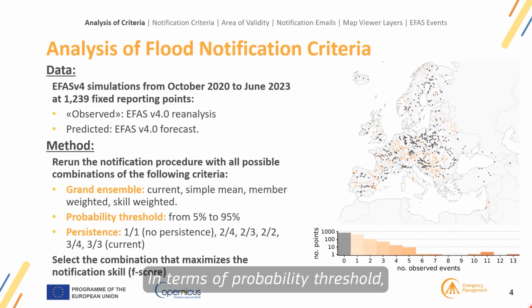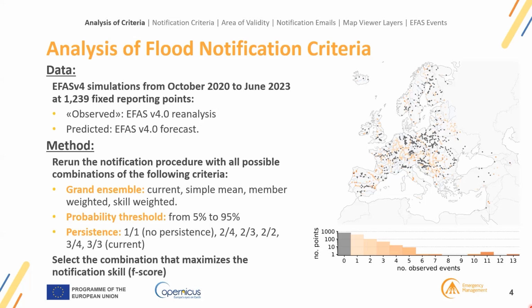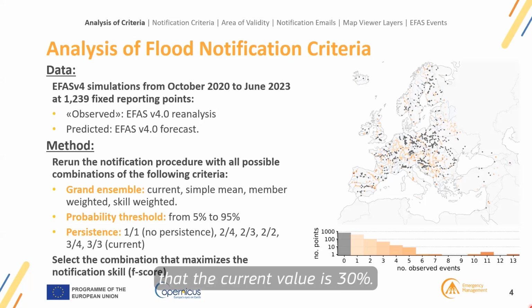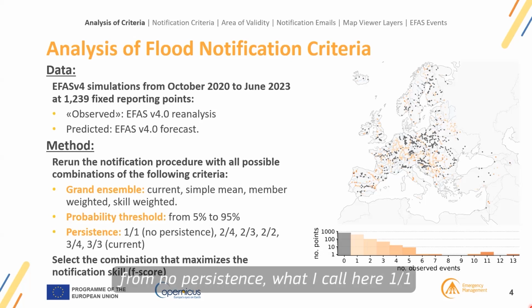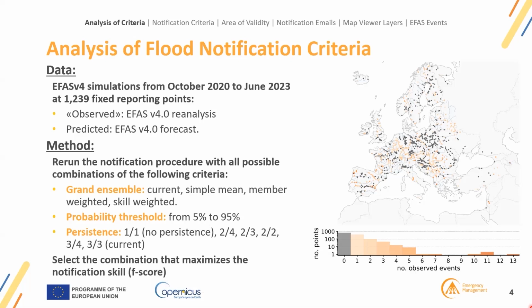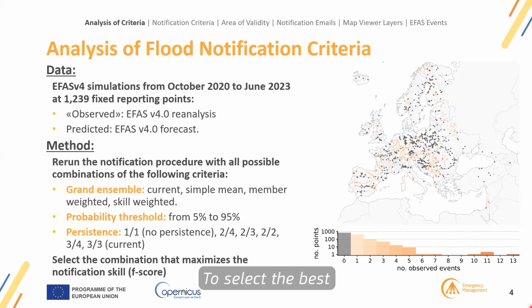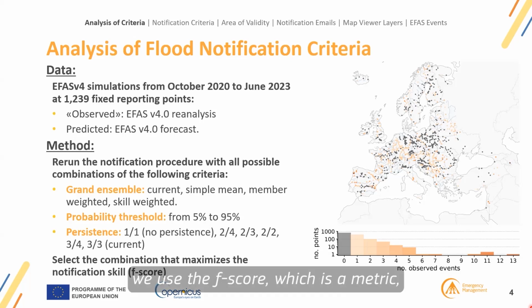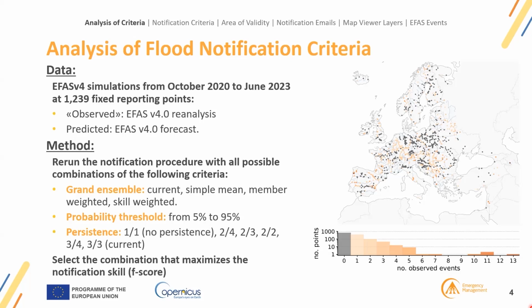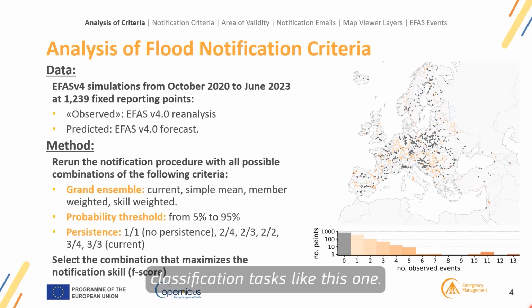In terms of probability threshold, we tested values from 5 to 95%. I remind you here that the current value is 30%. And in persistence, we tested increasing values from no persistence, what I call here 1 out of 1, up to the current value of 3 out of 3. And to select the best combination of criteria, we use the F-score, which is a metric particularly suitable for imbalanced classification tasks like this one.